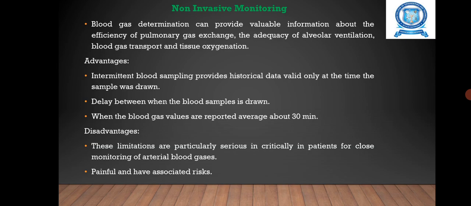Here we have some points. Intermittent blood samples provide historical data valid only at the time the sample was drawn. There is a delay between when the blood sample is drawn and when the blood gas values are reported, averaging about 30 minutes. Disadvantages: these limitations are particularly serious in critically ill patients requiring close monitoring of arterial blood gases. Sampling is painful and has associated risks. Irreversible cell damage occurs.